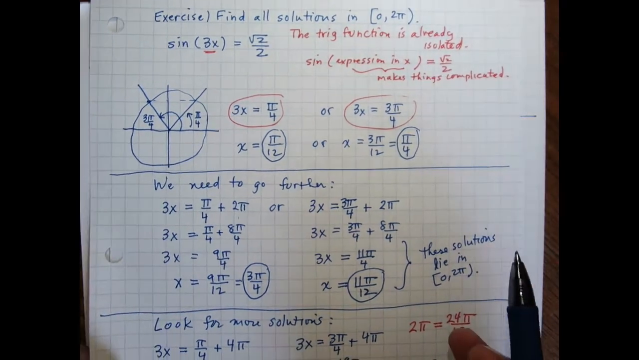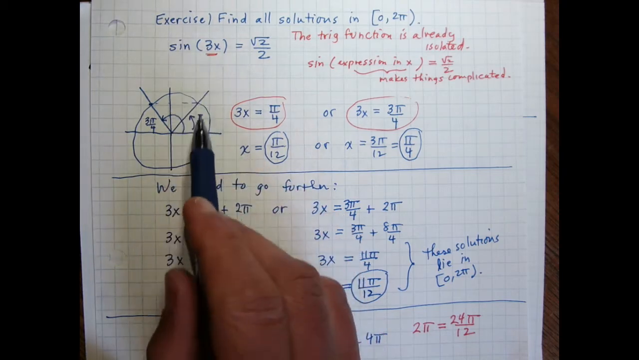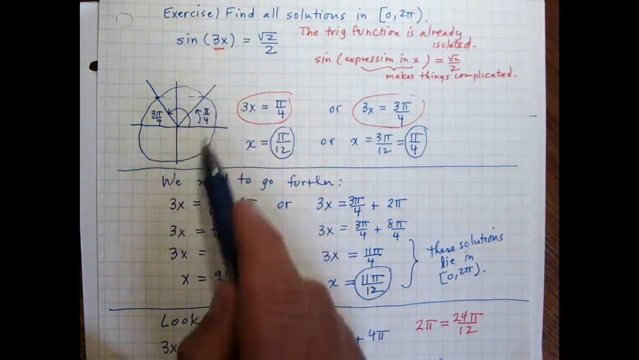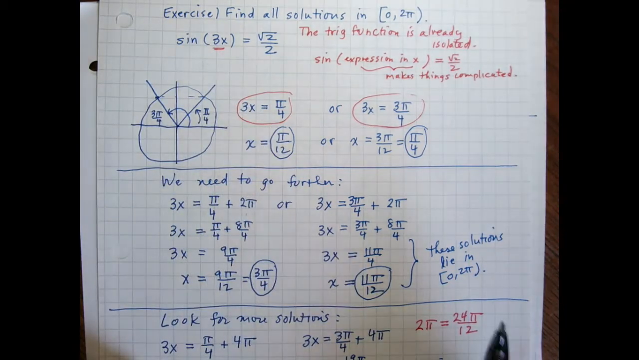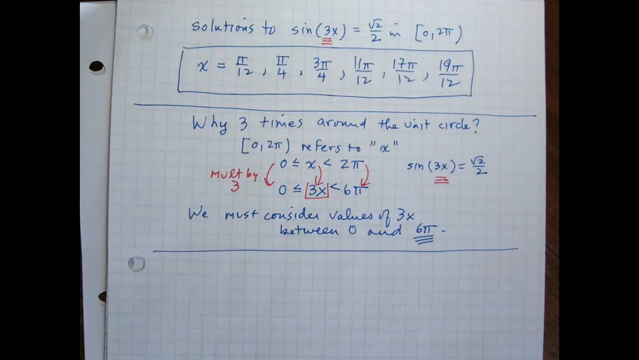But if you want a shortcut method, it is true that the 3 is a signal that we have to go 3 times around the unit circle. A 2x would be 2 times around, 5x would be 5 times around. That's the pattern that's here.